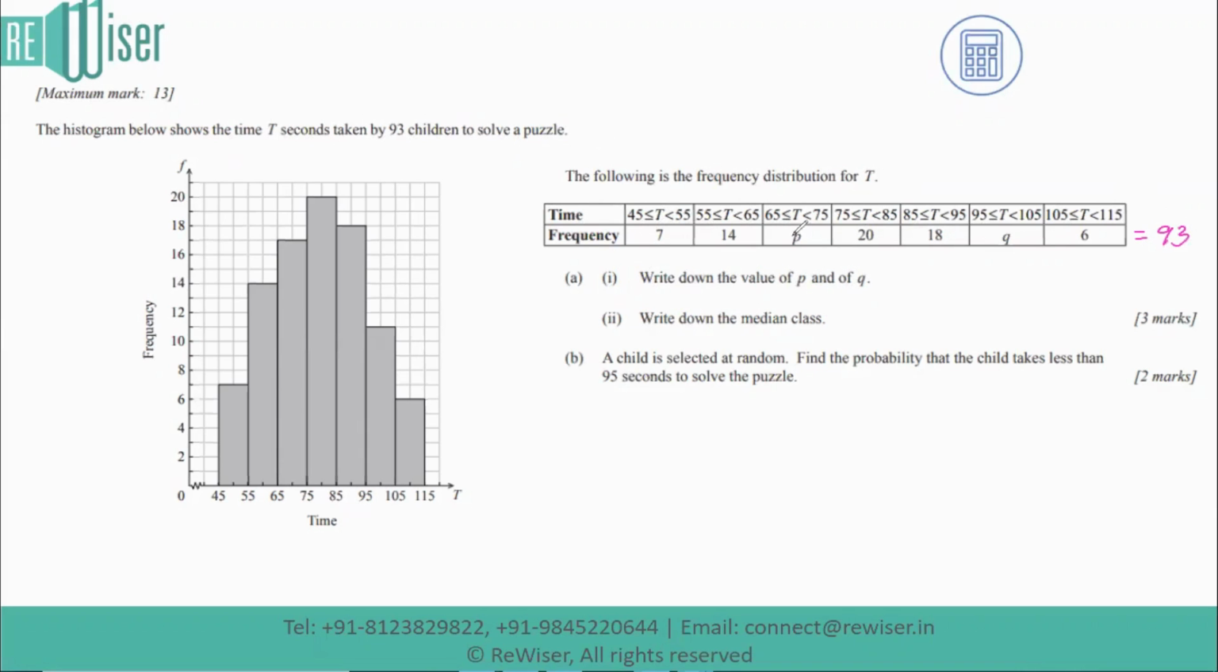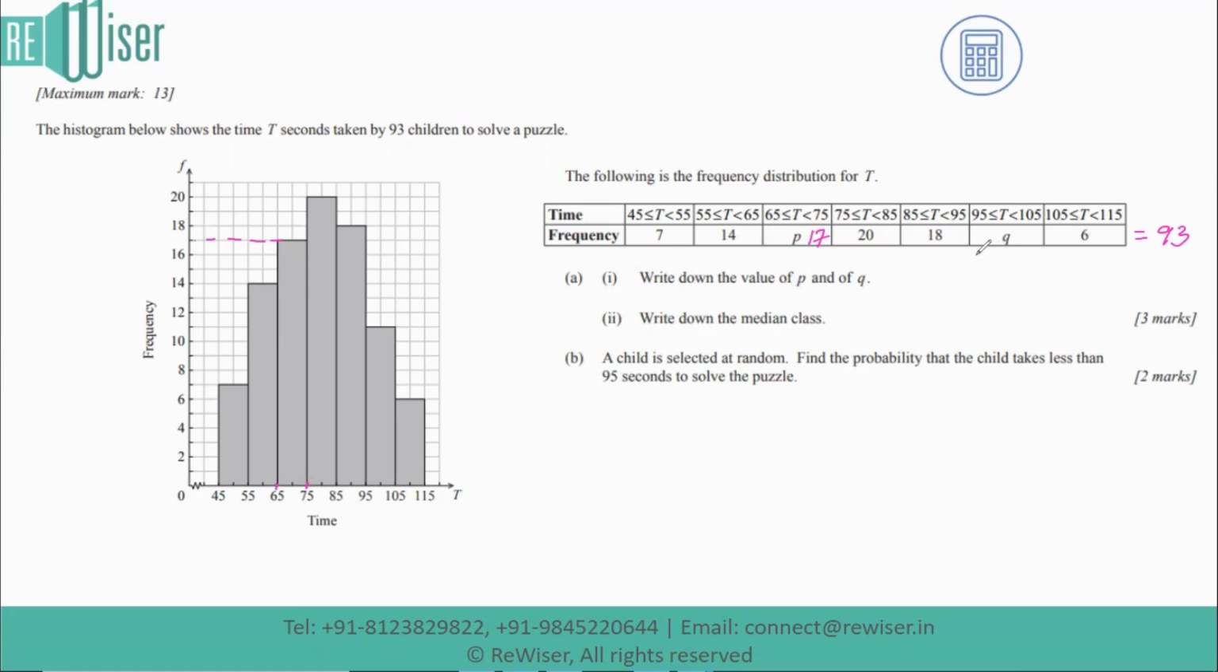First of all, for P, the time taken between 65 to 75. So 65 is here and 75 is here. How many students exactly took the time between 65 to 75? Clearly, there are 17 students who took the time between 65 to 75. So that is the reason 17 is the value of P.